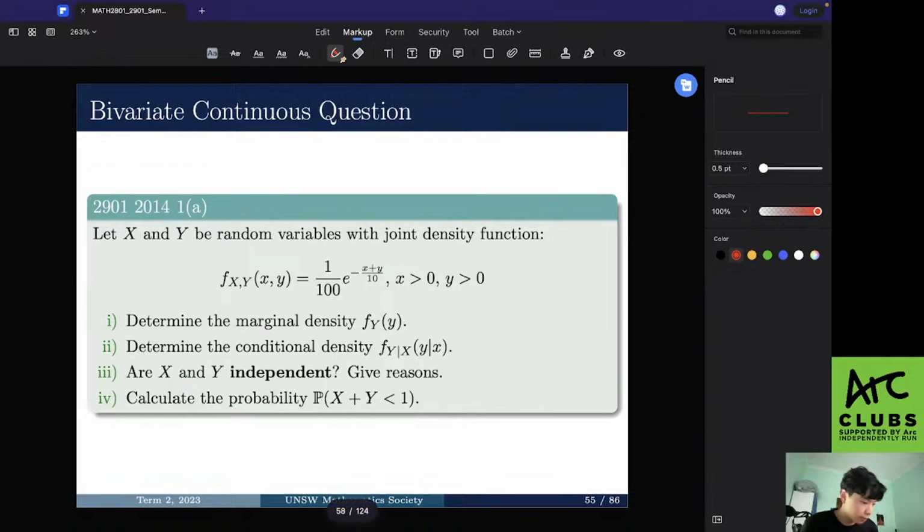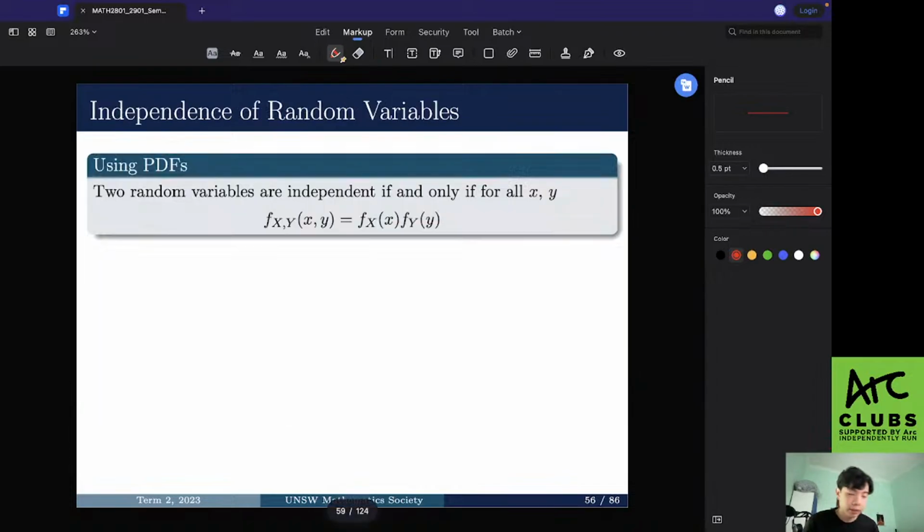So in our third part, this is actually a very common question for these kinds of joint density function questions, which is: are x and y independent? Well, what does it mean for two things to be independent? That means they don't affect each other, right? There are a couple of ways we can prove that it's independent.